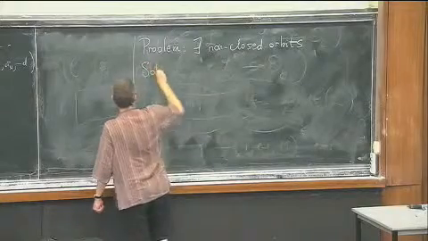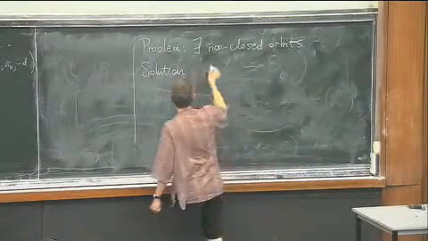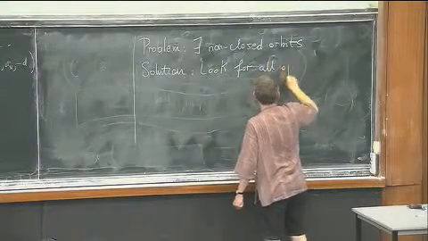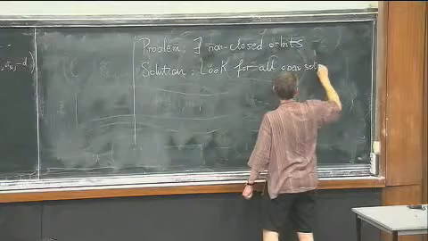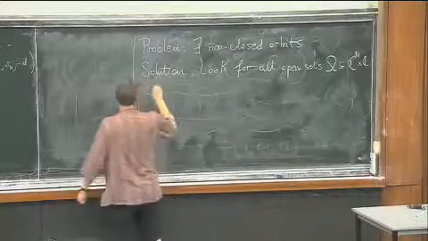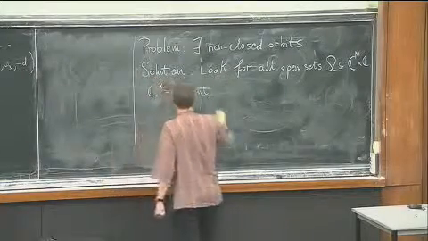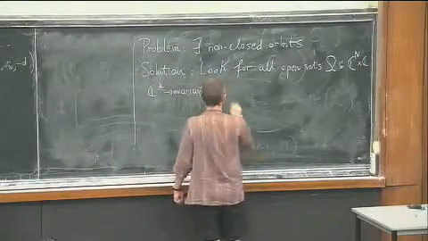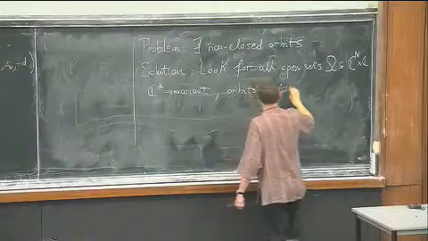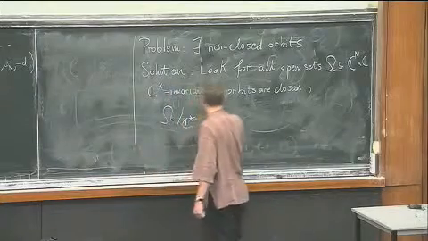So the solution to this, which GIT provides, is to look for all open sets omega inside of this C^n cross C, which are C star invariant and such that orbits are closed. So that omega mod C star will be a separated stack, if I want to keep that.